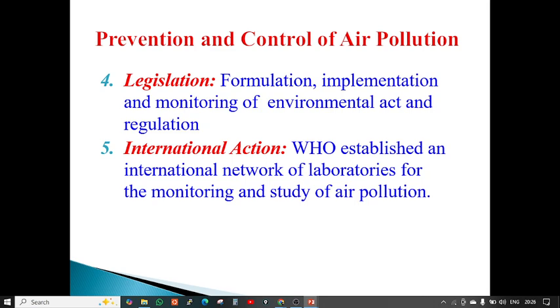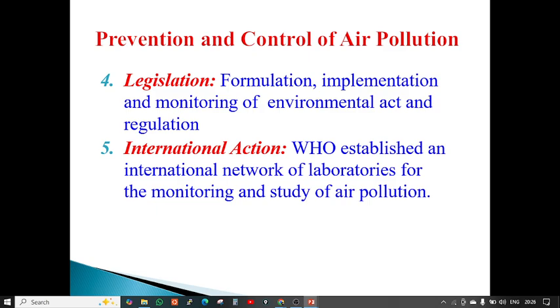And the Central Pollution Control Board and State Pollution Control Boards also monitor various emissions in industry regularly. What is the emission level of CO2, NO2, all the things in industry. So this comes under legislation. Proper legislation should be made in order to prevent air pollution.